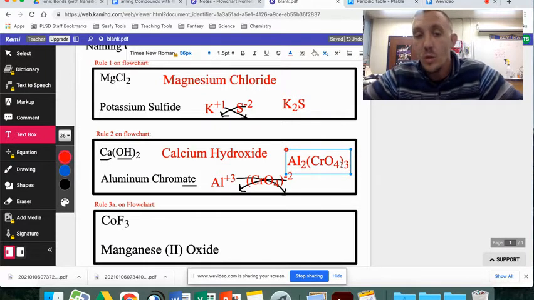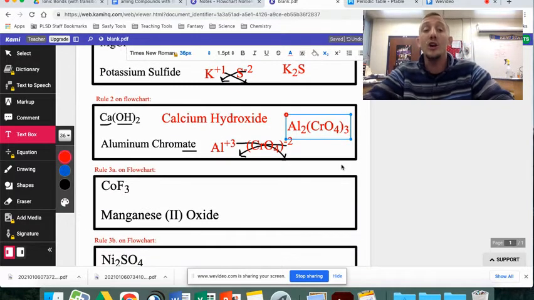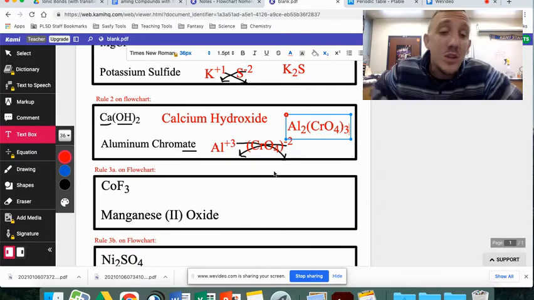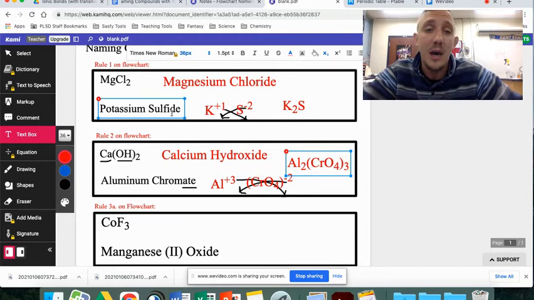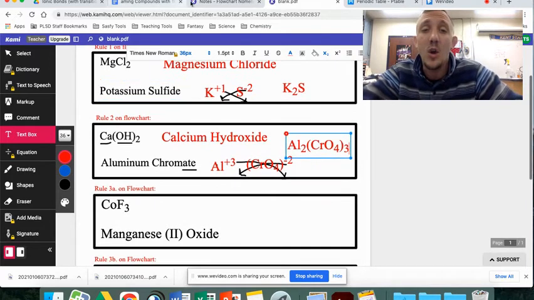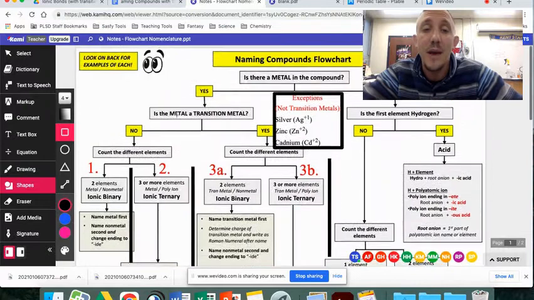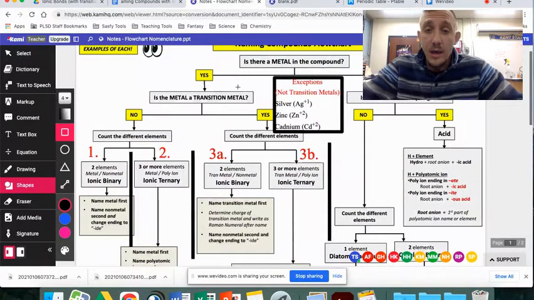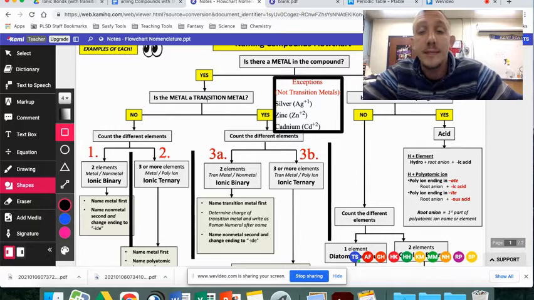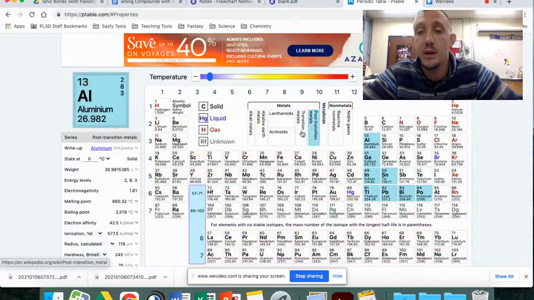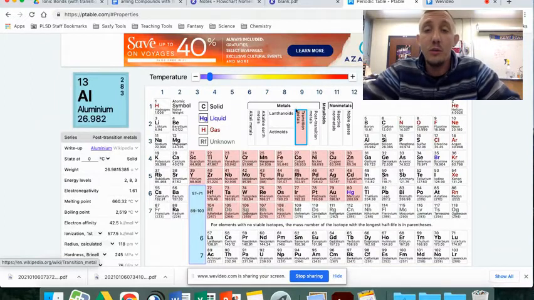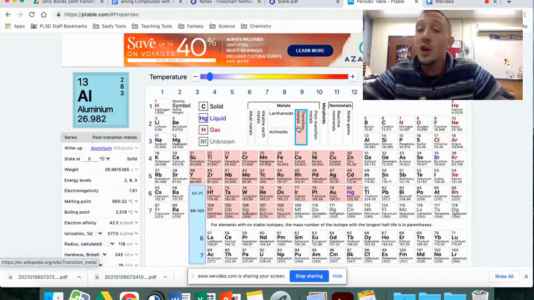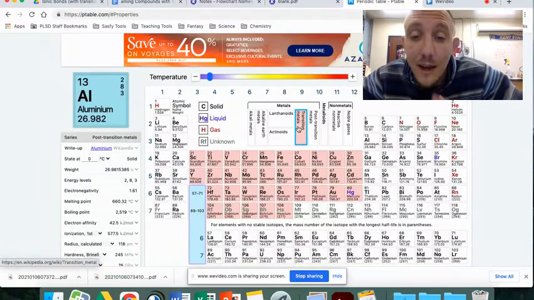Okay, once again, now we're going to be going on to rule 3. You guys already know how to do polyatomics. You know how to name binary compounds. Now we're going to transition metals. So is there a metal? The answer is yes. Is it a transition metal? And the answer is yes. How you know something's a transition metal is by looking at your periodic table, ptable.com. If you go under metals, there's a spot where it says transition metals. Go ahead and look. All of these follow this rule.